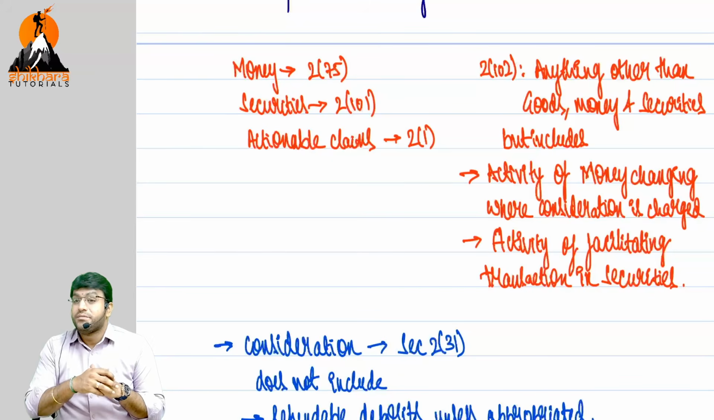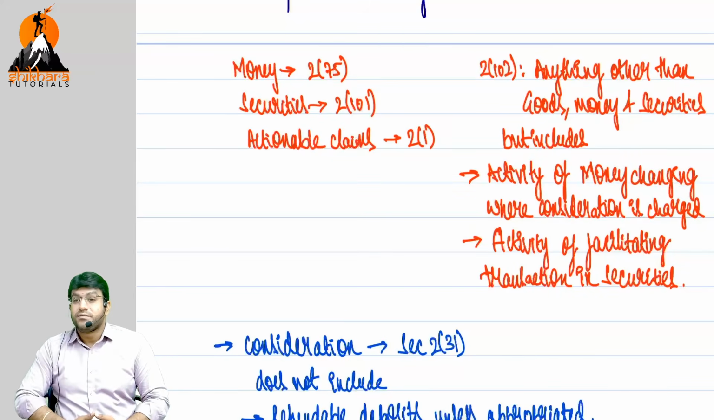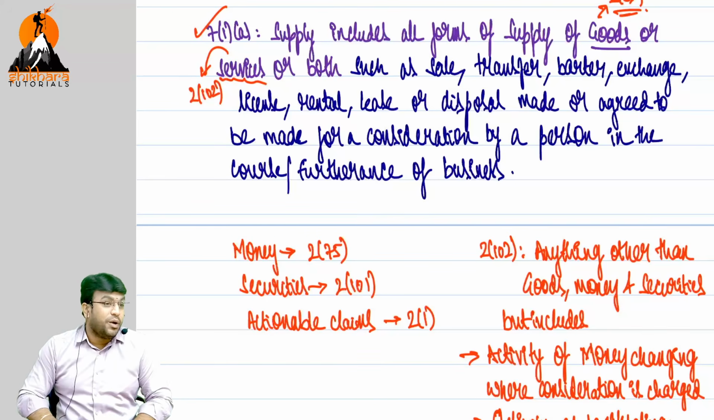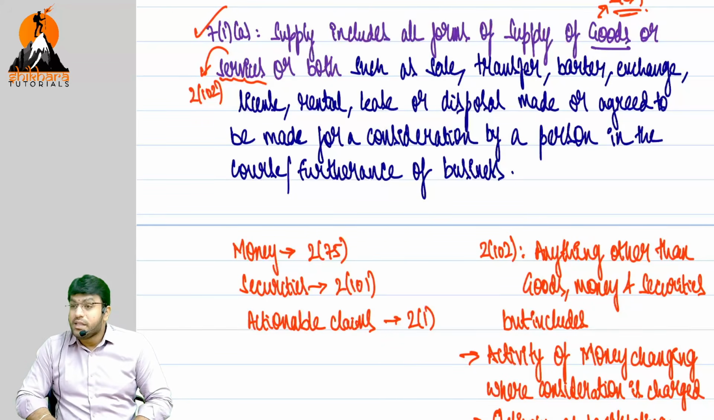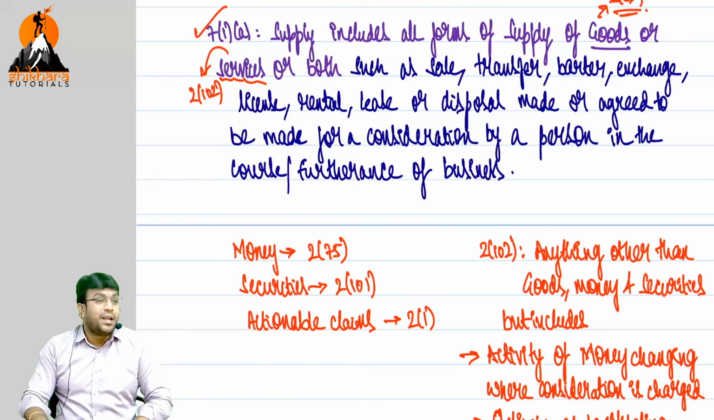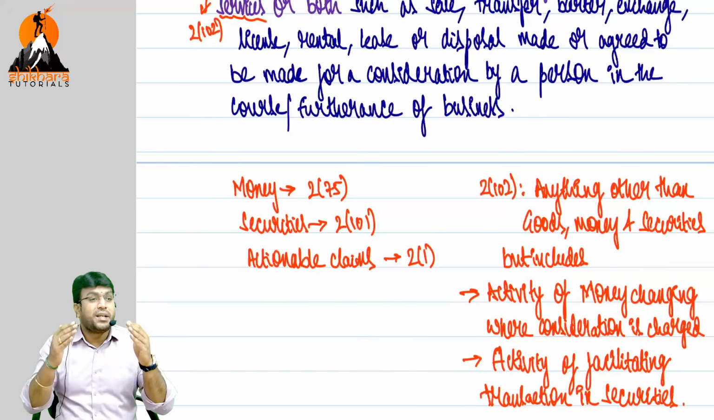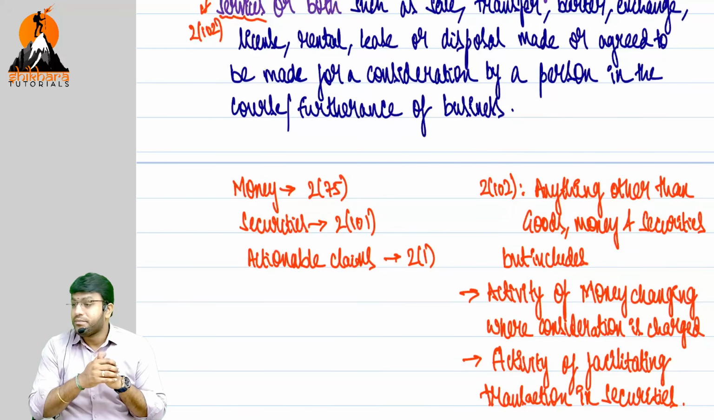Which section defines services? Section 2(102). Services means anything other than goods, money, and securities. But services cover two things. Number one, activity of money changing where separate consideration is charged. Second point, activity of facilitating transactions in securities. I told this to you. Brief one, all of us.